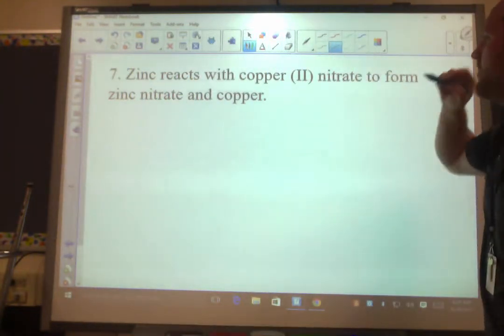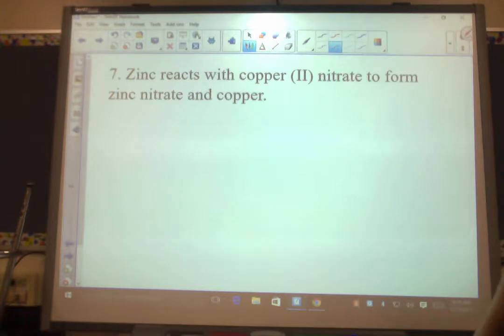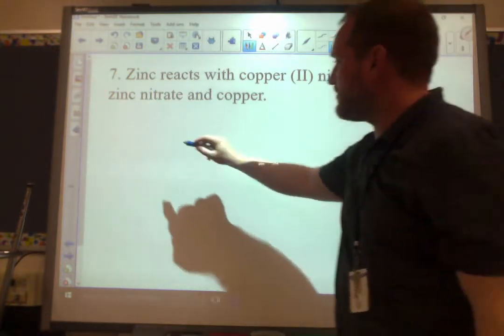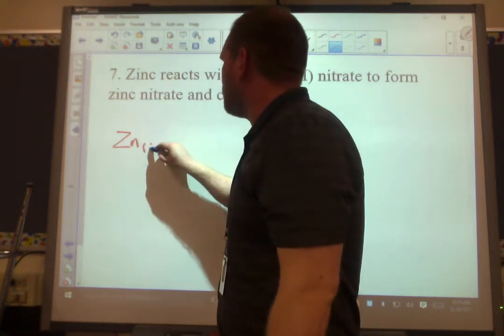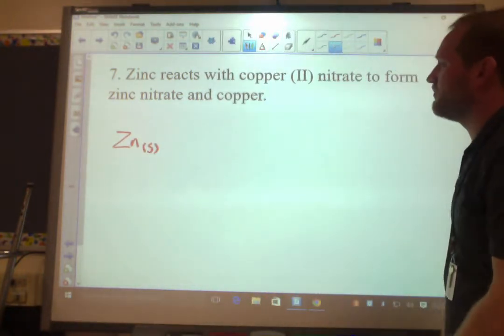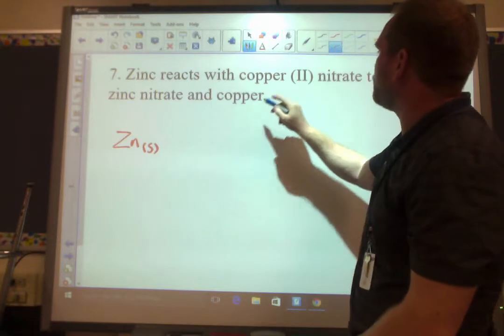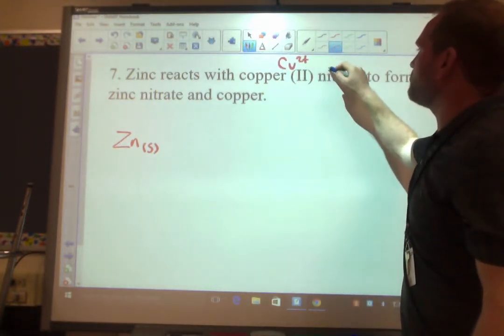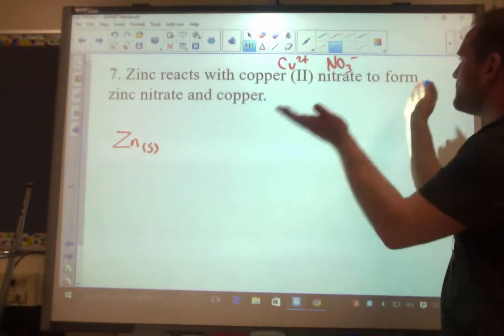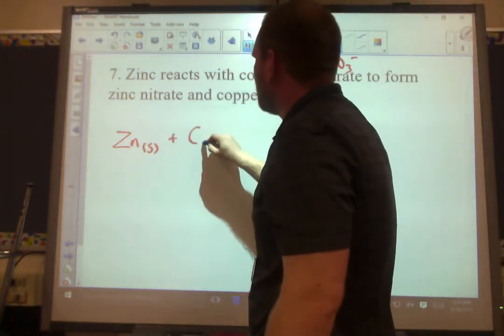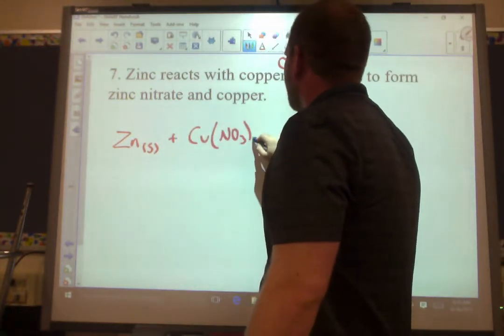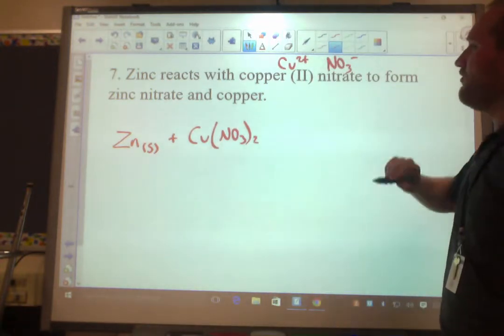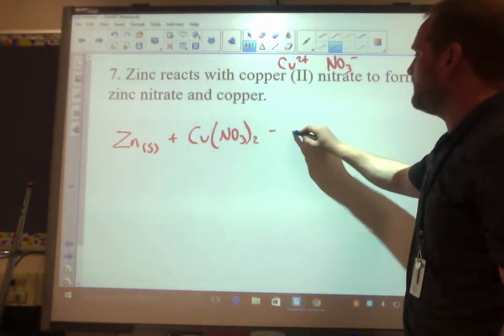Number 7, zinc reacts with copper 2 nitrate to form zinc nitrate and copper. So, well, zinc is a metal. I'm just going to write Zn, and I'm going to assume that's solid since it's a metal at room temperature. Copper 2 nitrate. The 2 means it's a 2 plus. So I have Cu with a 2 plus charge, and nitrate is NO3 minus. We crisscross. We get Cu(NO3)2.